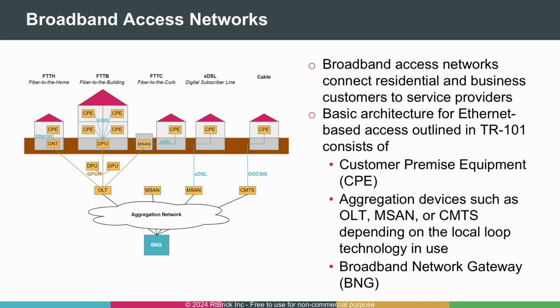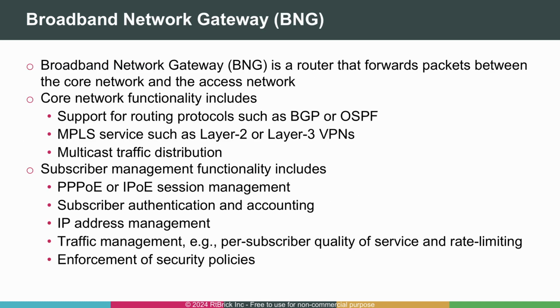The fiber to the curb approach is similar to xDSL. The main difference is that the MSANs are smaller and located closer to the customer. In case of cable access, the CPE has a built-in cable modem which is connected to a cable modem termination system, CMTS, using coaxial cables. Again, the CMTS aggregates multiple subscribers. The aggregation devices, for example OLT or MSAN, are connected to the Ethernet aggregation network, which then connects to the broadband network gateway. Our main focus in this presentation will be the Broadband Network Gateway, short BNG.